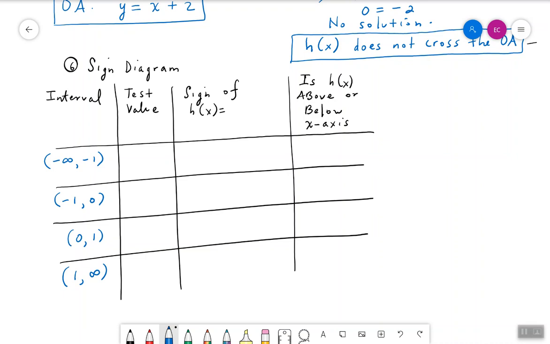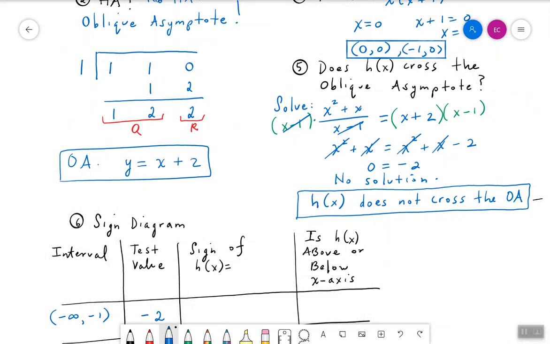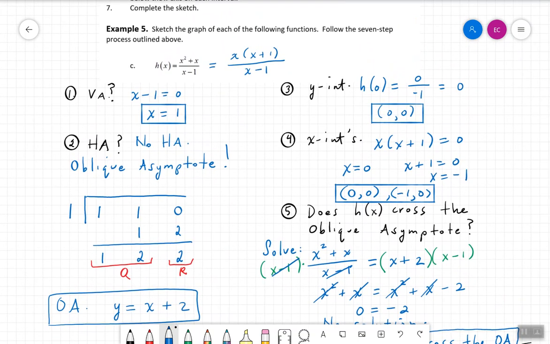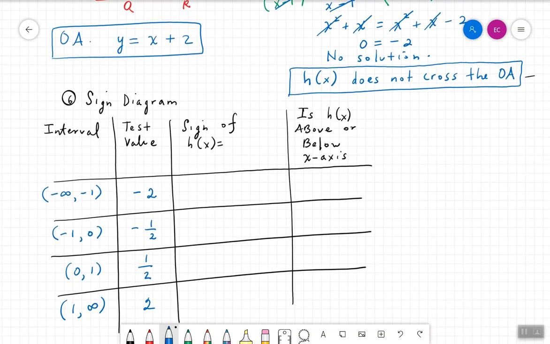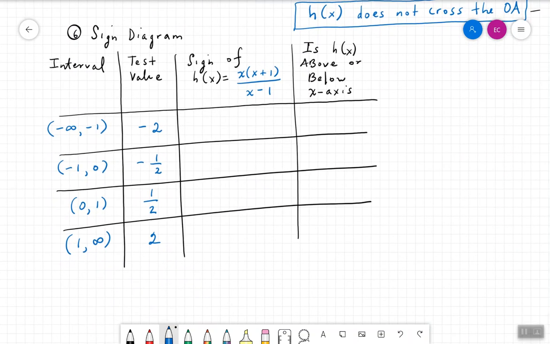Okay, test values: to the left of negative 1 is negative 2. Between negative 1 and 0 is negative 1/2. Between 0 and 1 is positive 1/2. And then greater than 1, we can just use 2. And then we want to check the sign of the function on each of those intervals. And so for the function, we should use the factored form, x times x plus 1 in the numerator, x minus 1 in the denominator.